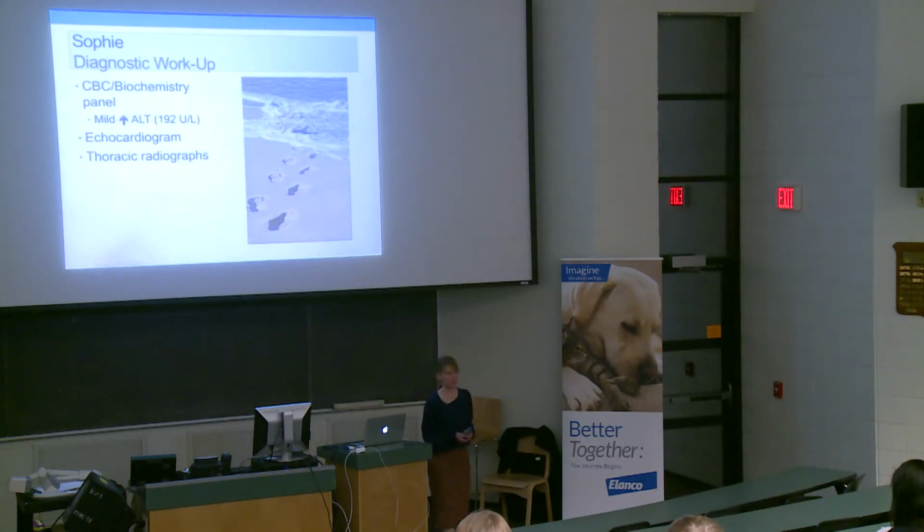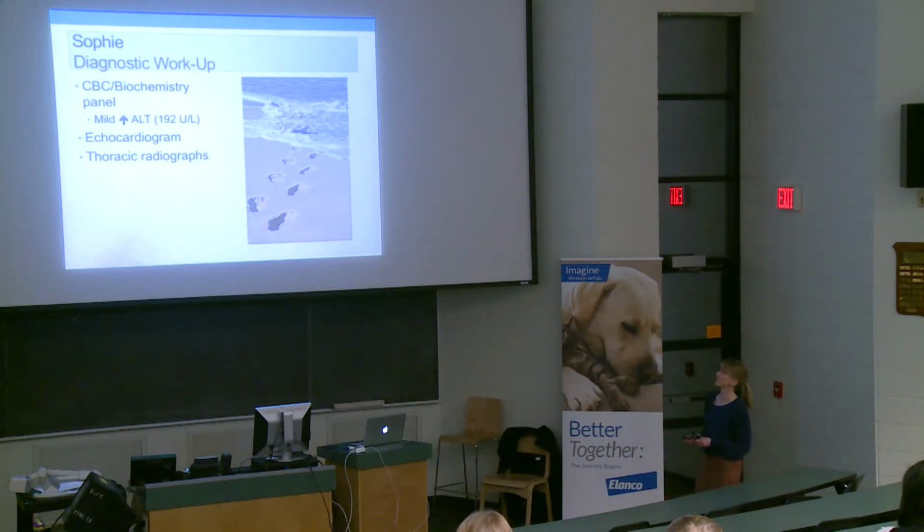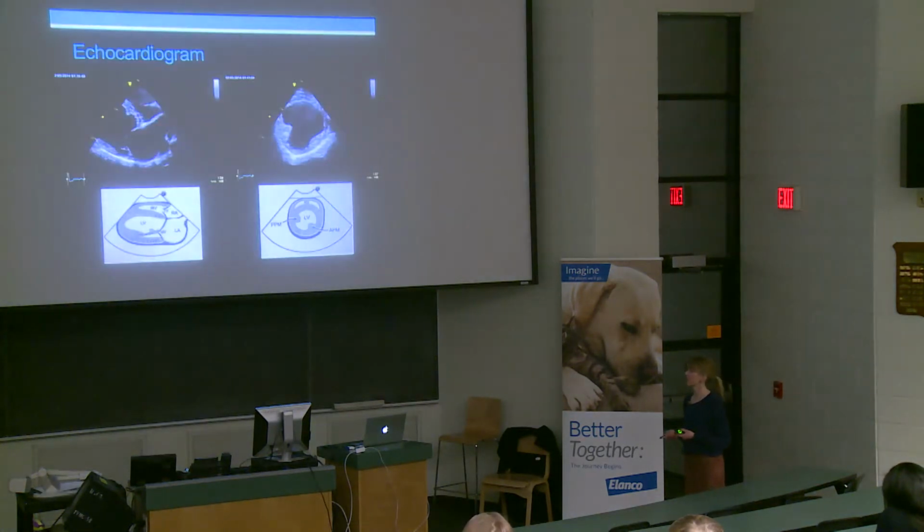So we did do a CBC and chemistry, and it was actually reasonably unremarkable. Her CBC was totally normal, and the only thing on her chemistry was a mild increase in her ALT. Her urea and creatinine were well within normal limits. She had had an echocardiogram previously, but we were also just curious what might have declined here, and how that is going to help us. And then, of course, we also did thoracic radiographs.